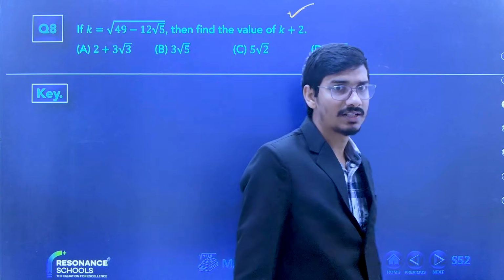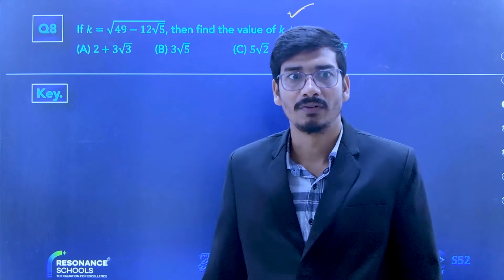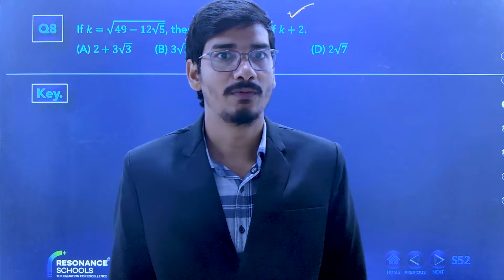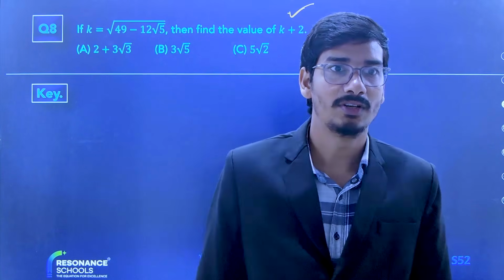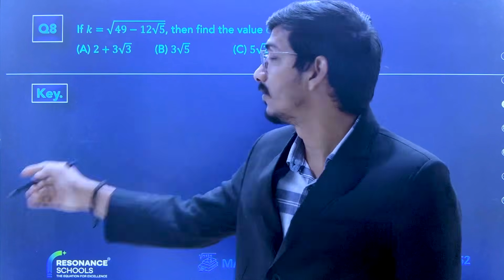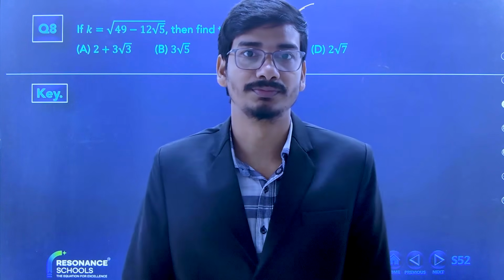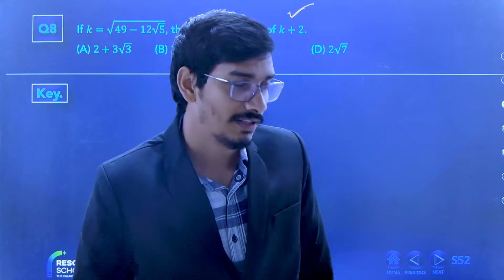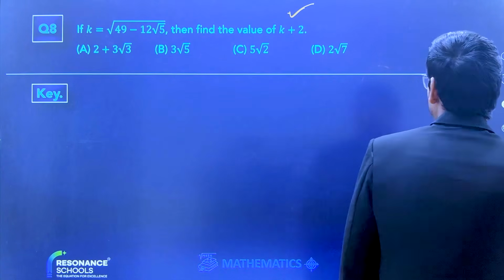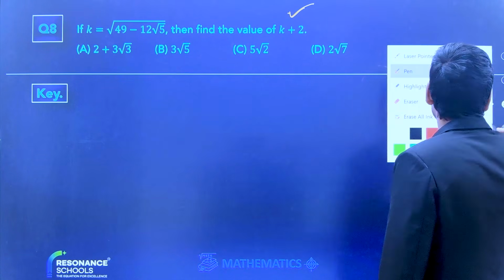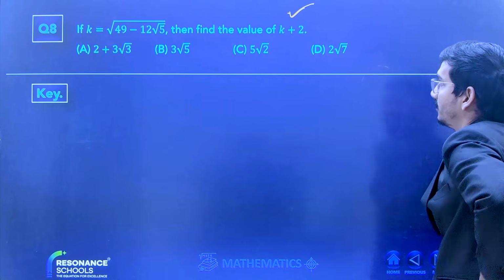So what is the value of this quantity, beta? Let's continue from the last class, I mean the first class. What is the answer? What is the value of k plus 2? This is a very good question, very good question.